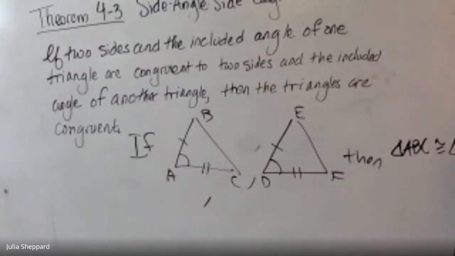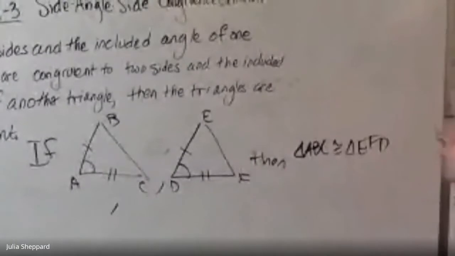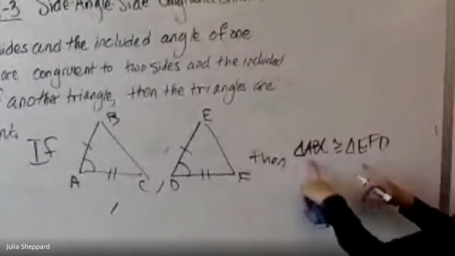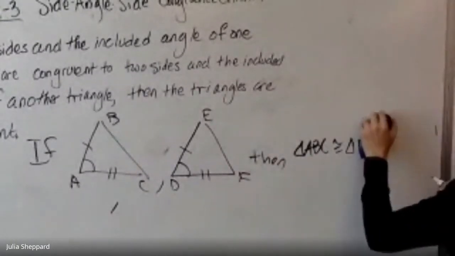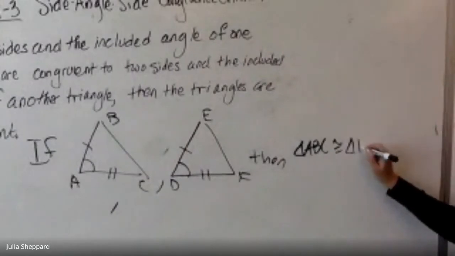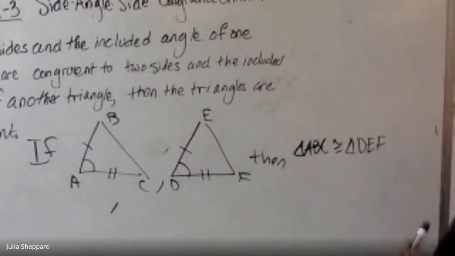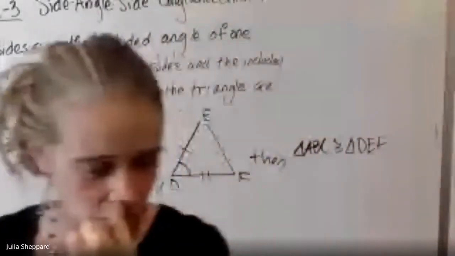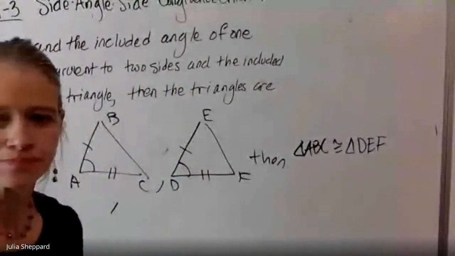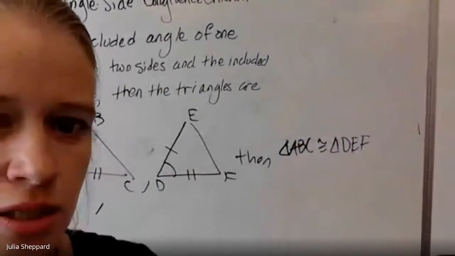Now do not write EFD, because that's not right. That's not right, because A does not correspond with E. I know I keep saying that, but it's a pet peeve of mine for you to write the triangles with non-corresponding parts. Next, let's come over here.